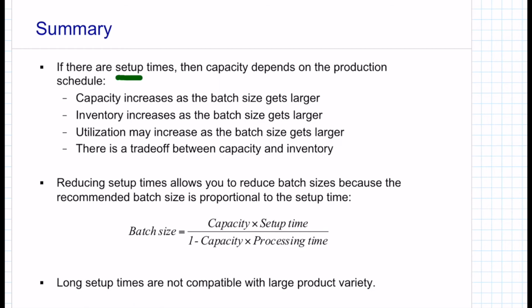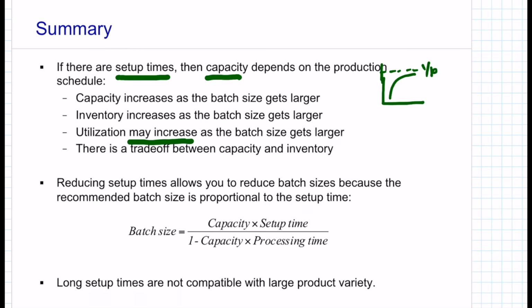To summarize, when we have setup times involved, capacity depends on the production schedule. We know that when we increase the capacity, the batch size gets larger. You can remember this picture. When the batch size increases, capacity increases, but the capacity is limited by 1 by P, where P is the processing time. But also note that when batch size gets larger, inventory also increases. Utilization may increase as the batch size gets larger, and there is always a trade-off between capacity and inventory that we need to make.